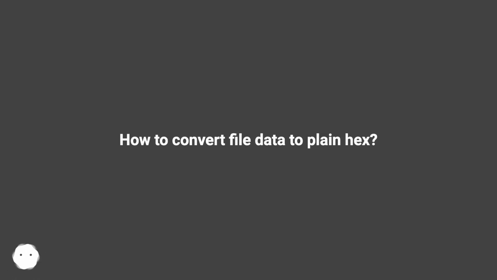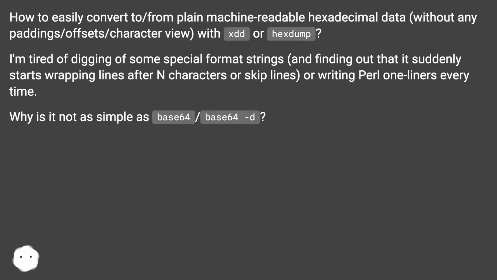How to convert file data to plain hex. How to easily convert to, and from, plain machine-readable hexadecimal data, without any padding, offset, or character view, with xxd or hexdump.